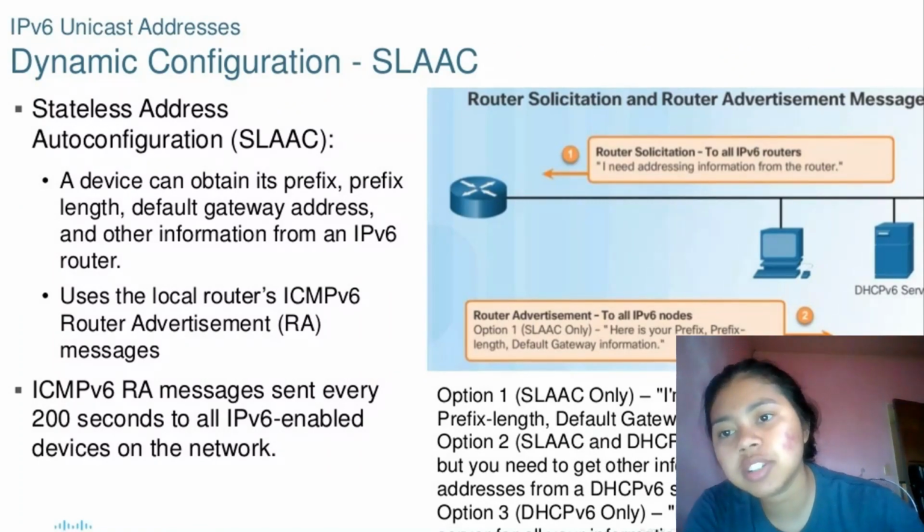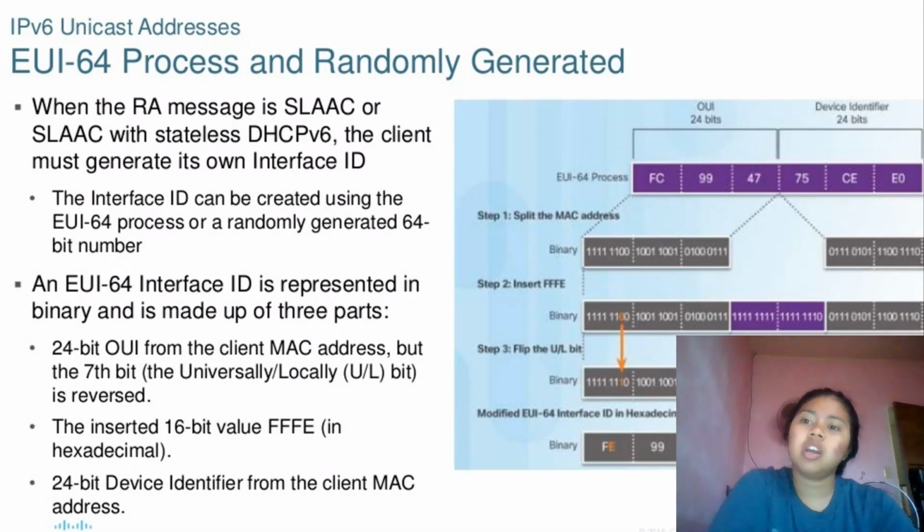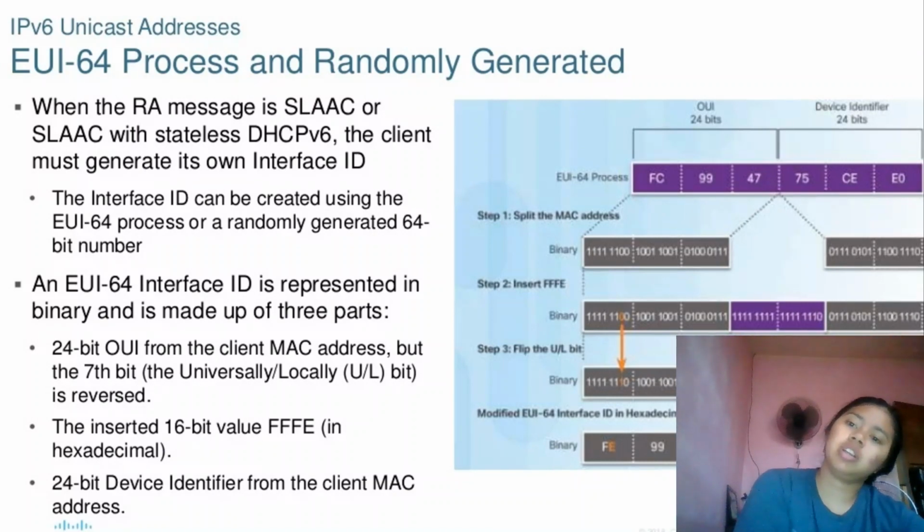Dynamic configuration: stateless address autoconfiguration. A device can obtain its prefix, prefix length, default gateway address, and other information from an IPv6 router. Dynamic configuration: RA option 1, RA option 2, and RA option 3. EUI-64 process and randomly generated.